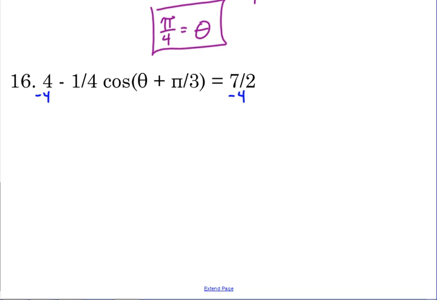7 halves minus 4 is what? -1/2? Because that would be 7 halves minus 8 halves. So -1/2.